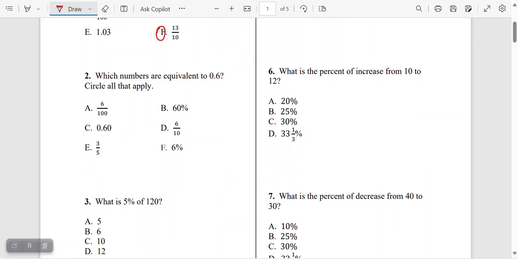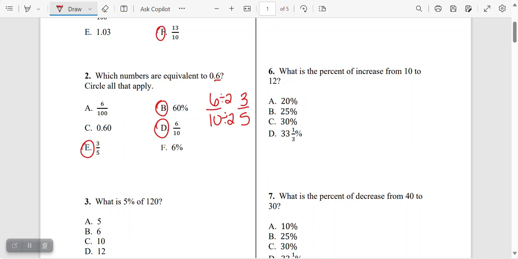Question 2 asks, which numbers are equivalent to 0.6? Again, circle all that apply. So converting a decimal to a percent, we're going to move it 2 times to the right, so that's 60%. Once we know the percent, we can work with that to get our fraction, or we can also go back to the original decimal. That decimal is read as 6/10. So that 6 is in the tenths place. We write 6 over 10. You'll notice that answer is here, and it's not reduced. Dividing the top and the bottom by 2 also gives us 3/5, and that is letter E.